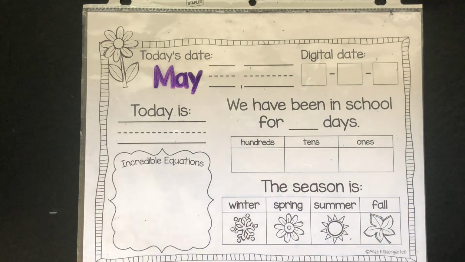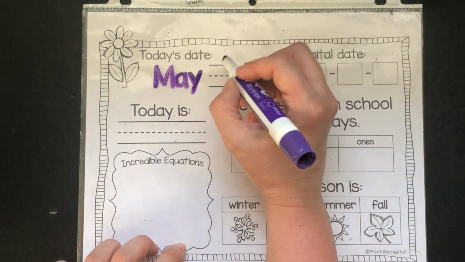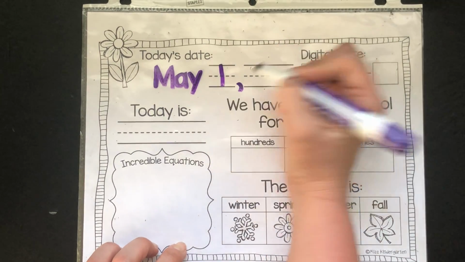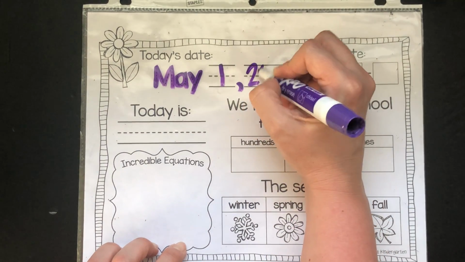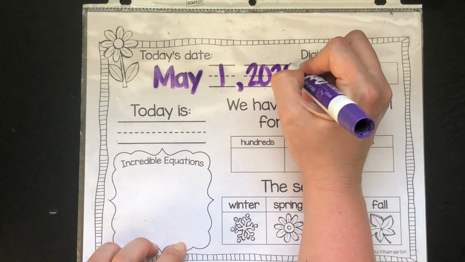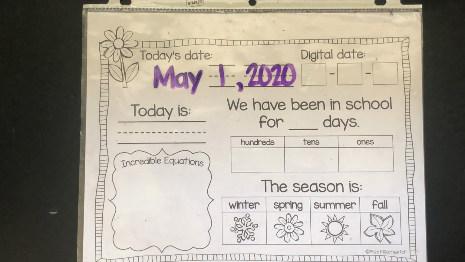Capital M, lowercase a, lowercase y. And it's the first day of May, so we put the number one, May 1st. Same year, 2020. If you need to pause me, make sure you do, and then just rejoin when you're ready.